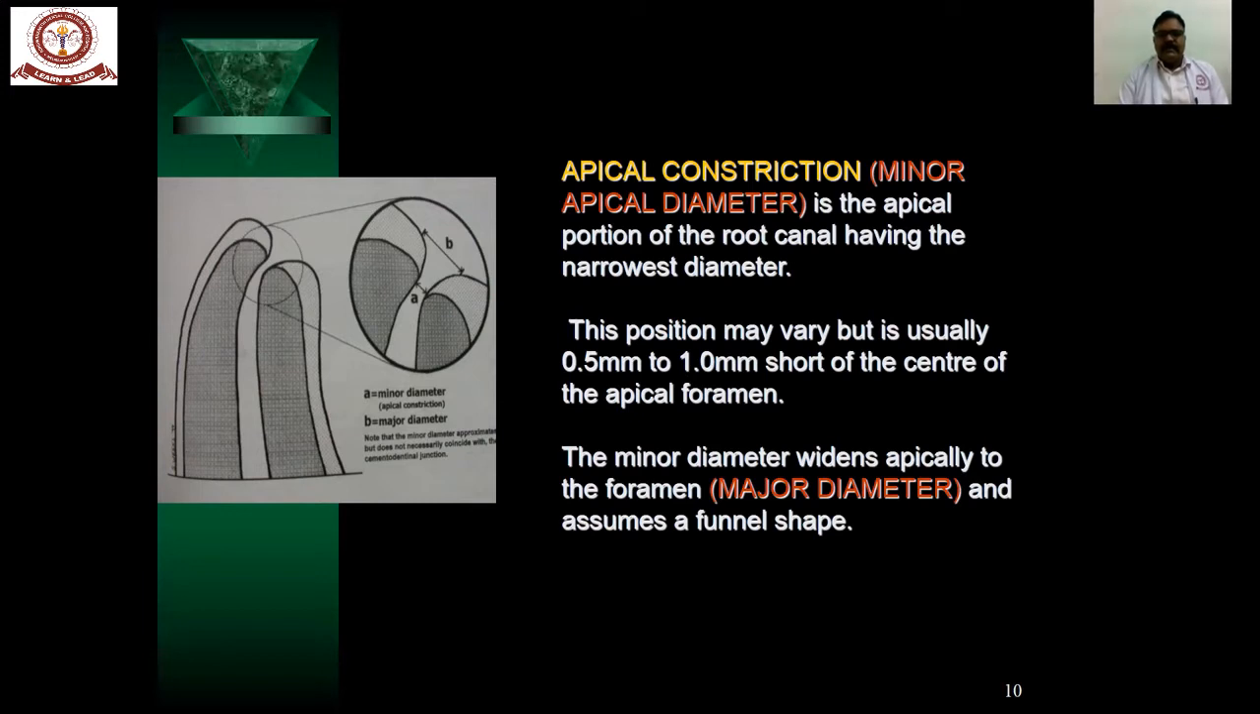So this is the difference regarding the minor diameter and the major diameter. The minor diameter is the apical constriction. It is the place up to which you can clean, shape, and do obturation. Beyond this, the root canal filling or instrumentation should not go.